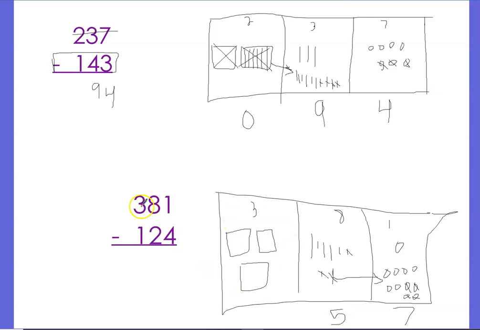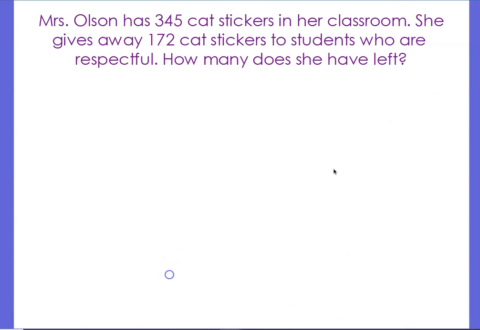And then in our hundreds, we have 3 minus 1. So if I take away 1, I have 2 left over, so my answer is 257. Let's try one more together.